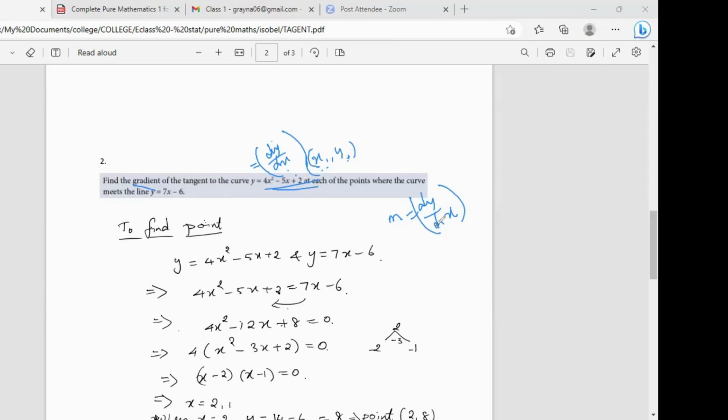Here you can see, if you solve these two equations, you will get the intersecting point. It is at that intersecting point that the tangents are moving. Before that, if you need the point, then you solve these two equations. Isabel, are you here? Did we discuss this question in the last class, or do you need it from the beginning?